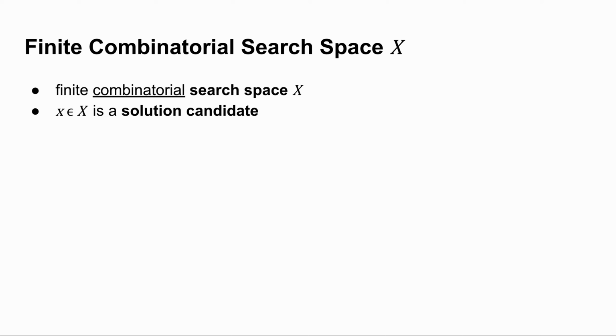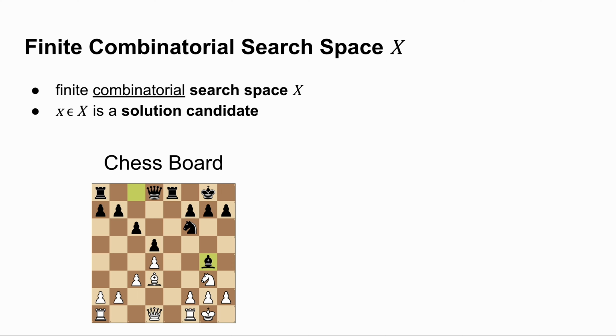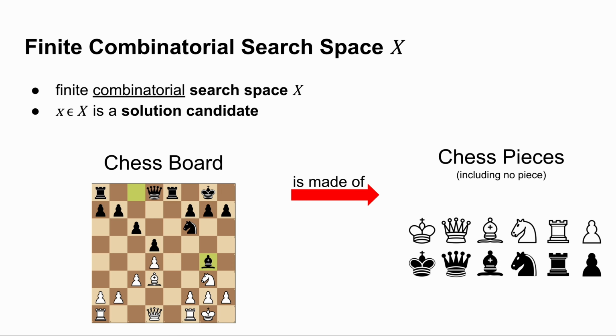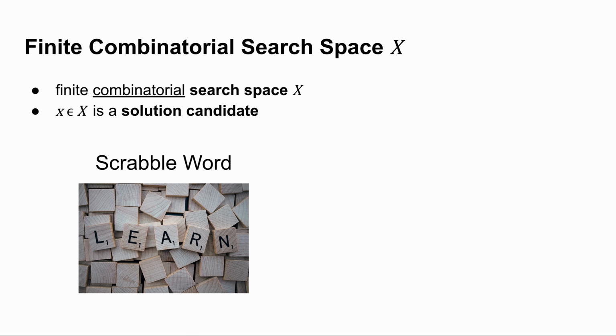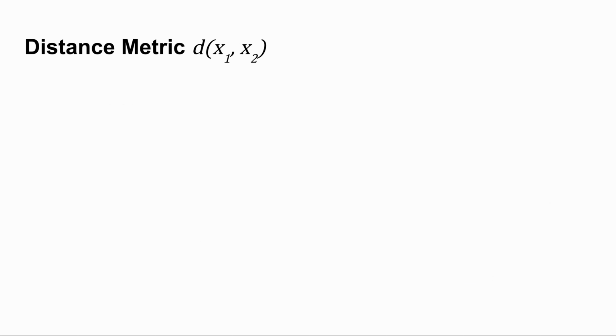For example, an RNA strand is made of nucleotides, an 8-byte chessboard is made of chess pieces, including an empty space, and a Scrabble word is made of Scrabble letters. For the rest of this video, we will be using 5-letter Scrabble words for our example fitness landscape. In addition to a search space, a fitness landscape also needs a distance metric.